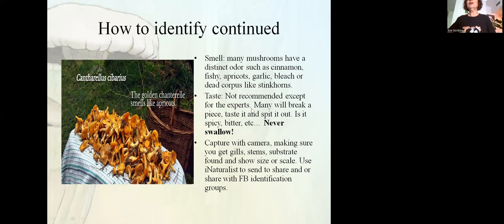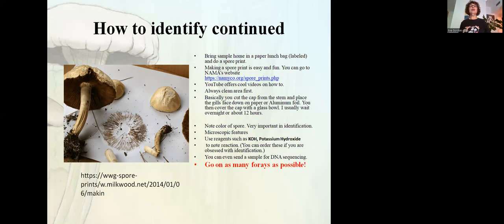If you really want to go all out, you can make a spore print. And we're going to provide all these links after the talk. But you basically cut off the cap and put it on a piece of paper. I use aluminum foil in case the spores happen to be white. This one happens to be brown, so you can see it. And I usually leave it overnight and come back and you can tell the spore color. Because the spore color tells you a lot about what species it is, so very important.